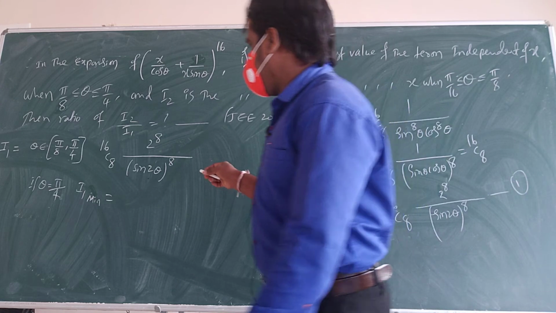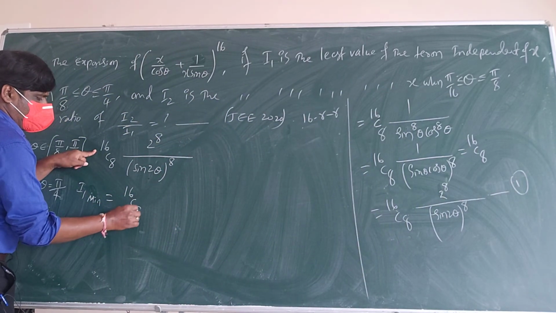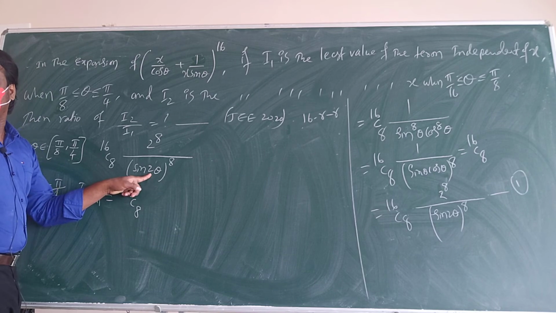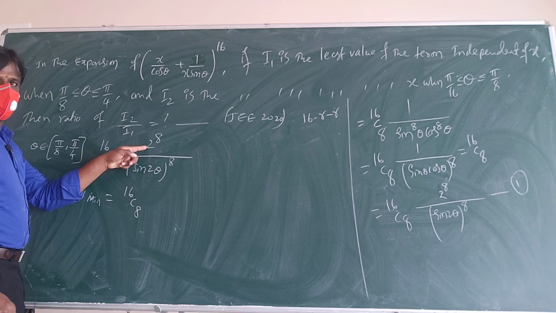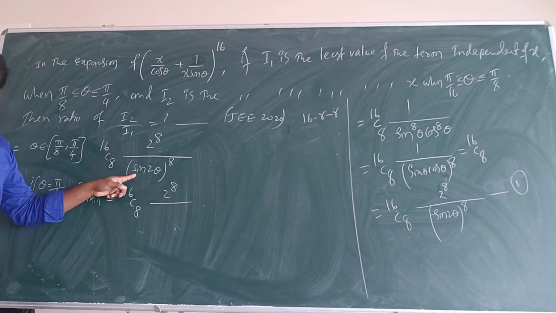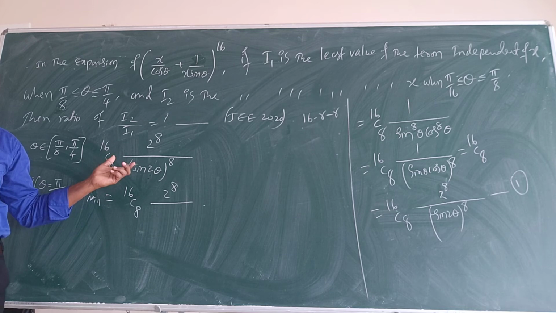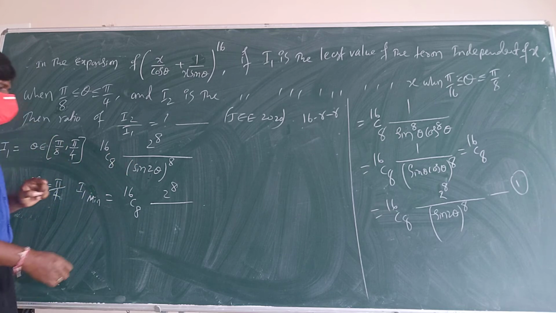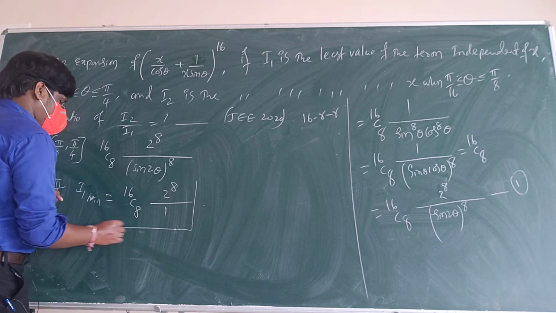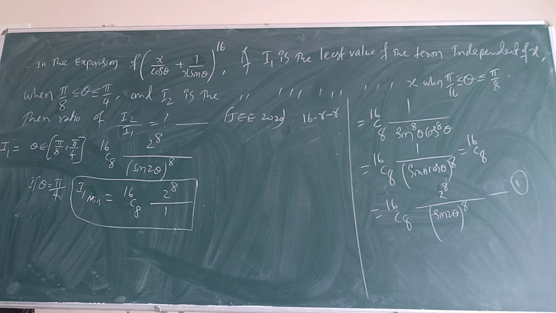So if I keep pi by 4 in this, what am I going to get? Tell me. 16C8 times 2 power 8, and sin 2θ is 1. That is the only thing you have to tell.